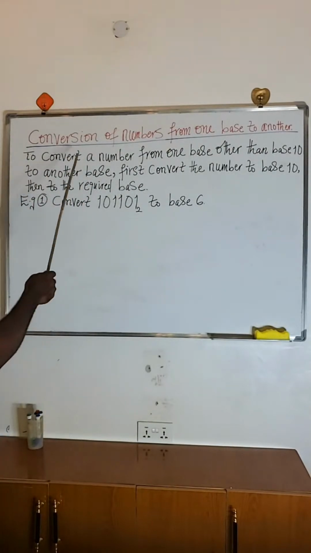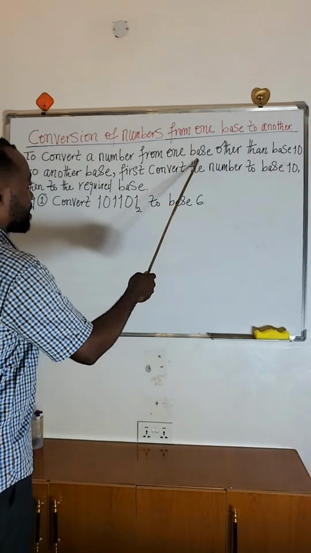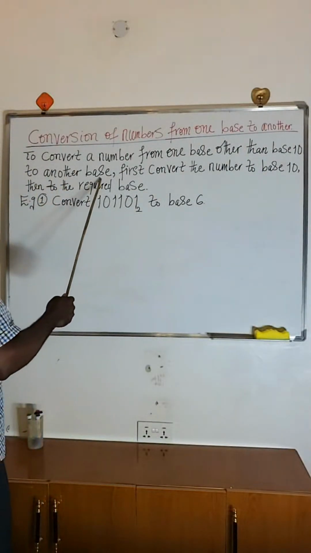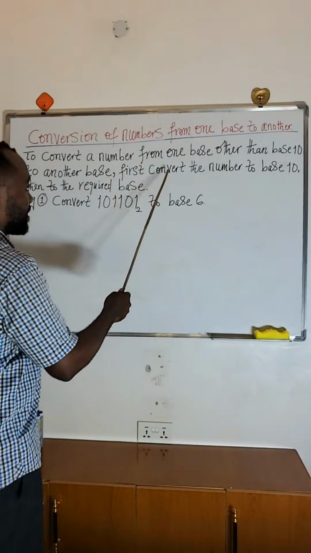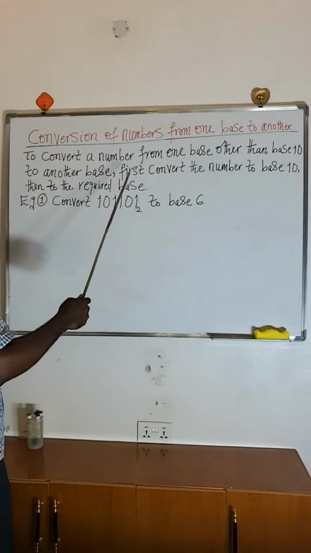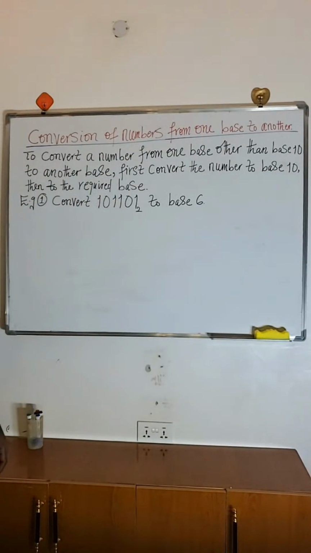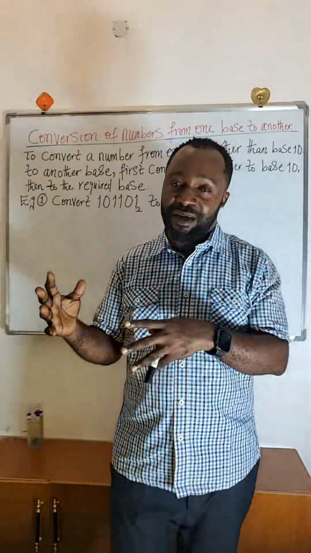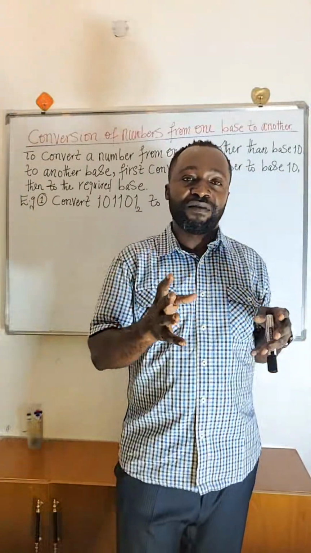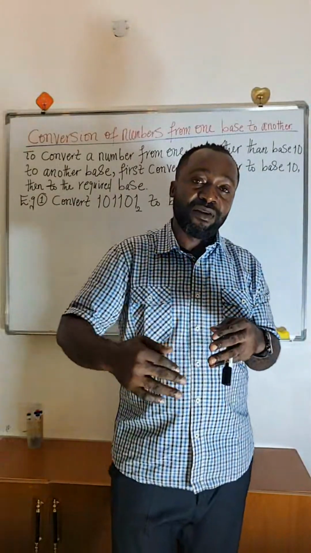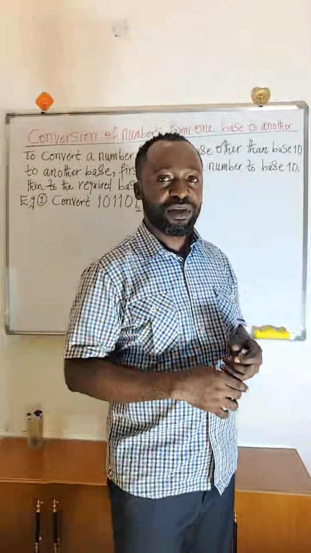To convert a number from one base other than base 10 to another base, first convert the number to base 10, then to the required base. So if you want to convert a number from one base to another, other than base 10, you first of all convert that number to base 10 and from base 10 to the required base. So let's quickly see that by this example first.